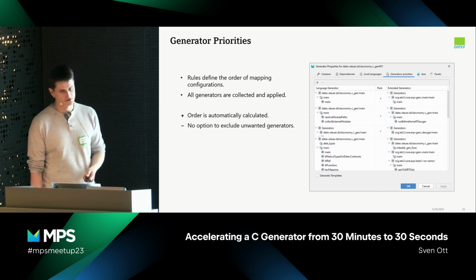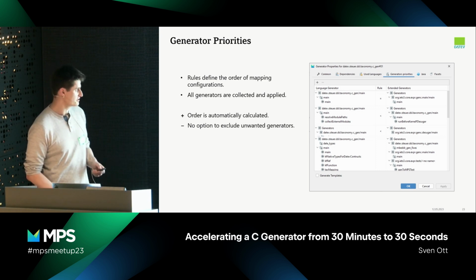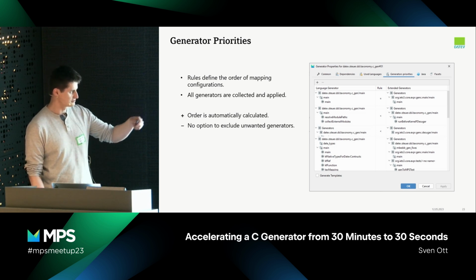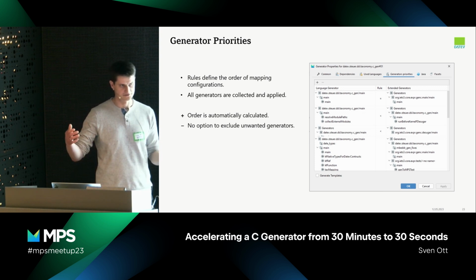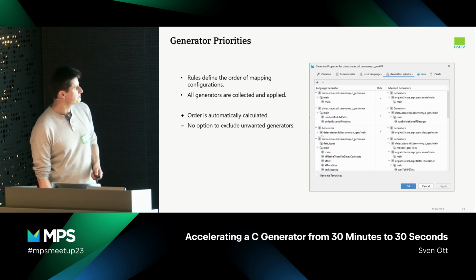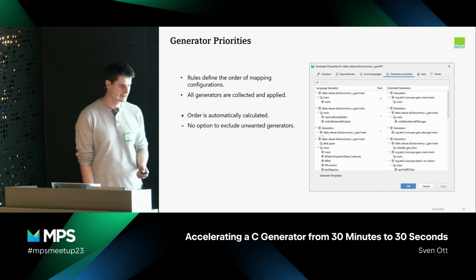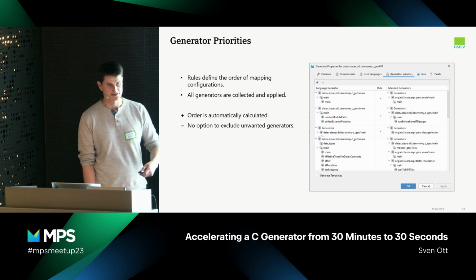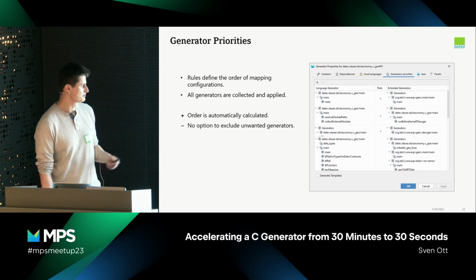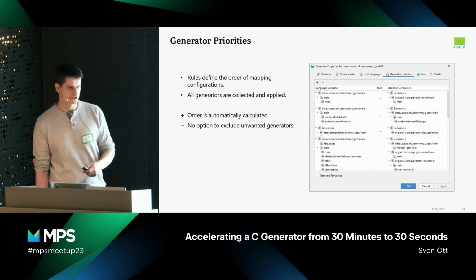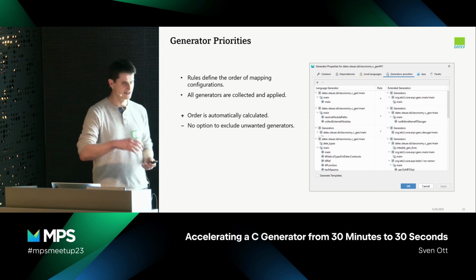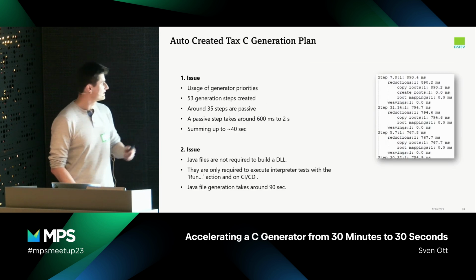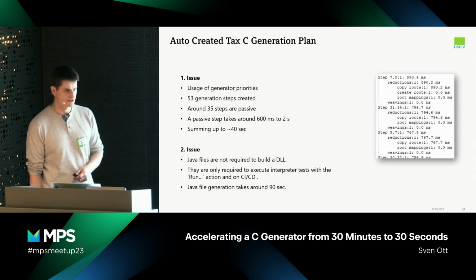And if you do so, MPS will collect all generators, try to calculate the correct order, and then apply all generators to the generation process. The drawback of that is that you don't have an option, at least we don't know an option, to exclude generators. So all generators which are applicable to your model are applied. And this actually had 2 issues on our side.